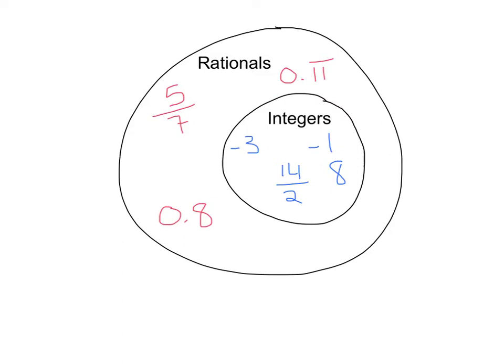So as you can see, I've come up with some examples here. We have integers -3, -1, 8, and then 14 over 2, because it equals 7, is an integer. And then on the outside here we have rational numbers that are not integers. So 5/7 would not be an integer, and 0.8 and 0.11 repeating. So those are only rationals that cannot be integers, but every single integer can also be a rational.